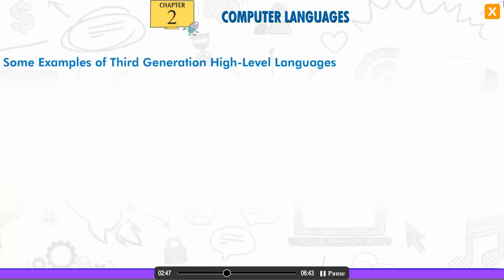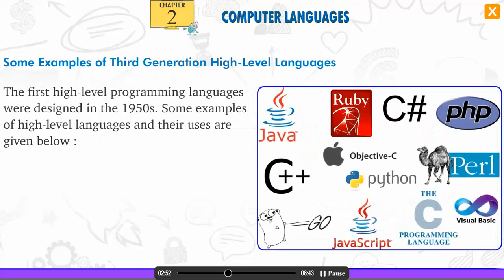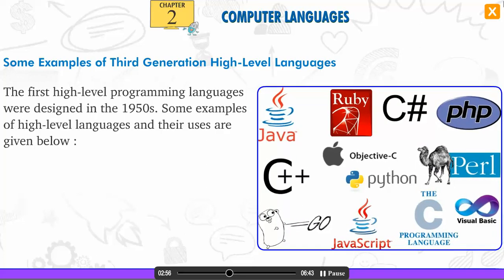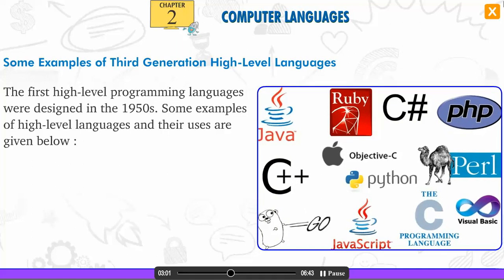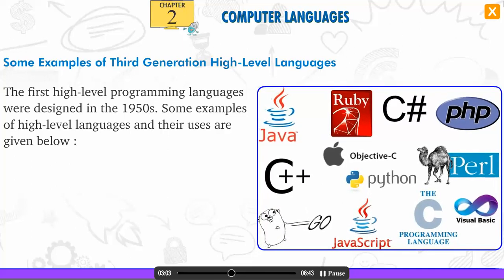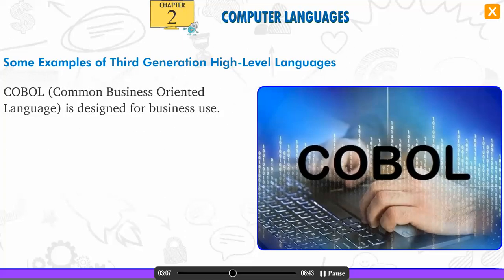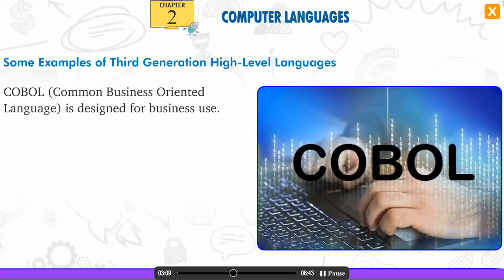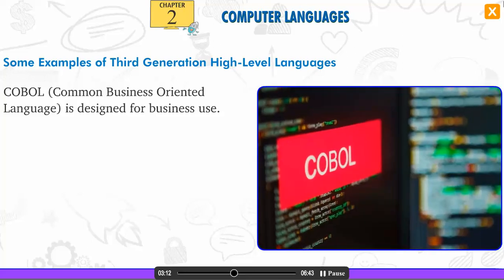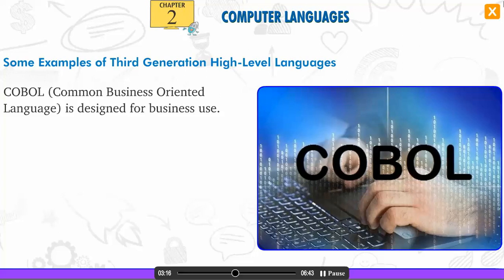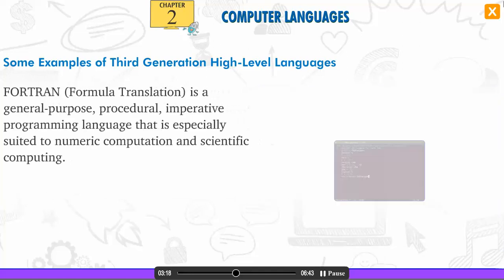Some examples of third generation high-level languages. The first high-level programming languages were designed in the 1950s. Some examples of high-level languages and their uses are given below. COBOL, Common Business Oriented Language, is designed for business use.